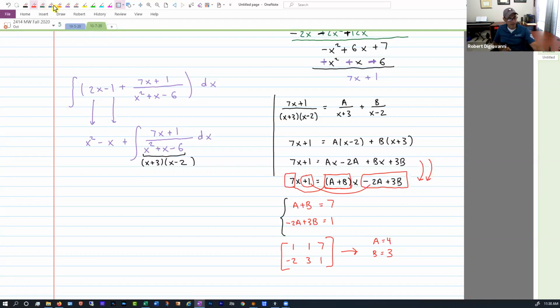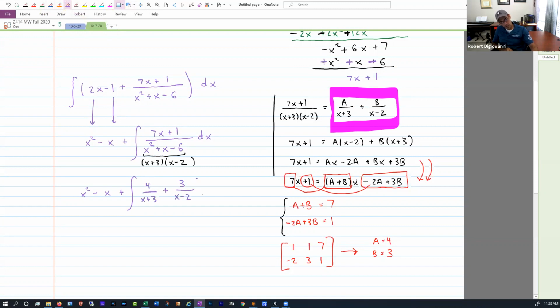So that means back here when we were writing our answer down, we had x squared minus x plus this integral that we did partial fractions on. We got that A was 4, so I'm going to be using that expression right there, replacing A with 4. And then I'm replacing B with 3. And those we're real happy to see, because those are just constants over linear expressions. Anytime we have constants over linear expressions, it's just a natural log.